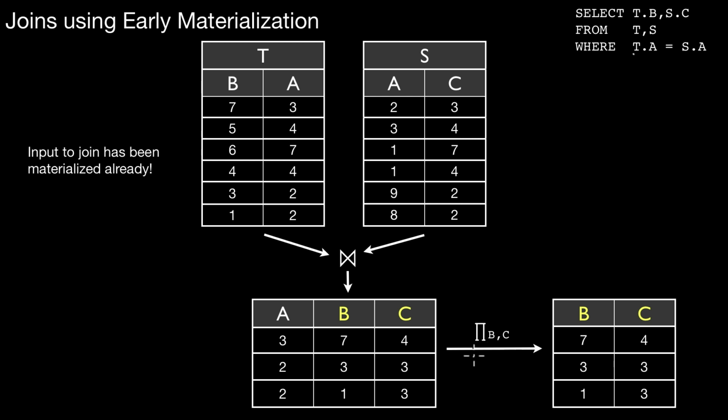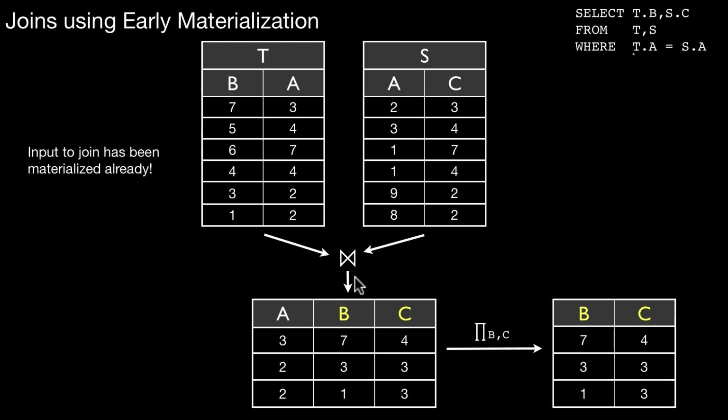And then comes the projection. That would be one way of implementing that. Here you project to B and C after the join. You can't project any earlier here, of course, because A is required in order to be able to perform the join. You need the A column here and here in order to understand which tuples belong together, which pairs of tuples have to be formed by the join. So this is how early materialization would perform the join.